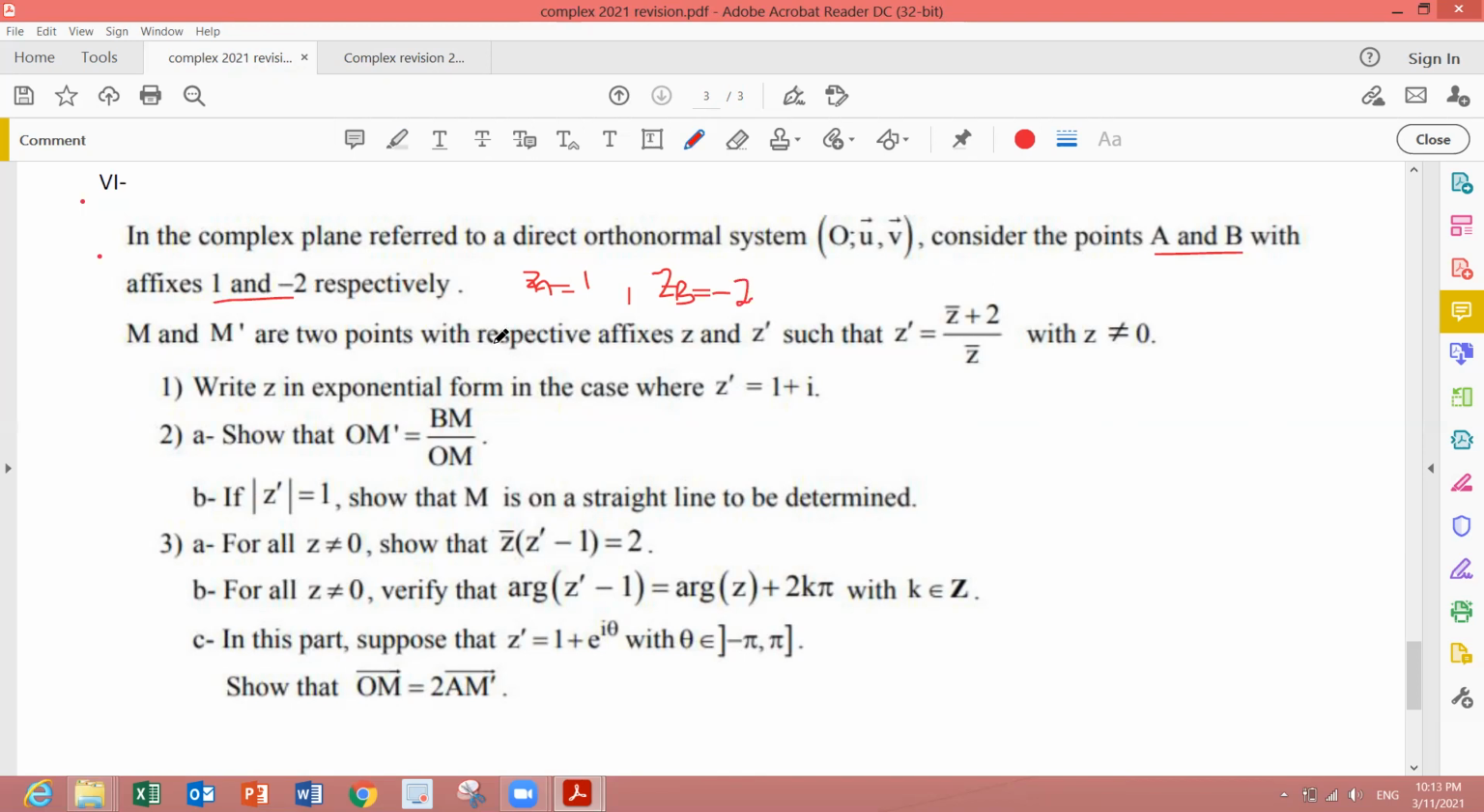M and M prime are 2 points with respective affixes Z and Z prime related by this relation. Z different from 0 because Z is in the denominator, it should be different from 0. Write Z in the exponential form in case Z prime equals 1 plus I. I replace Z prime by 1 plus I here. I calculate Z bar. I calculate Z, then I calculate Z in the exponential form.